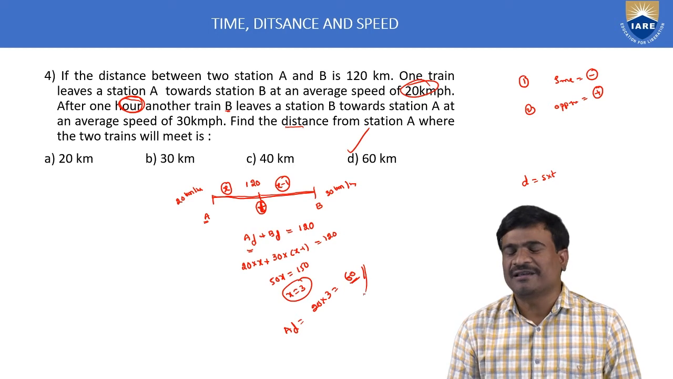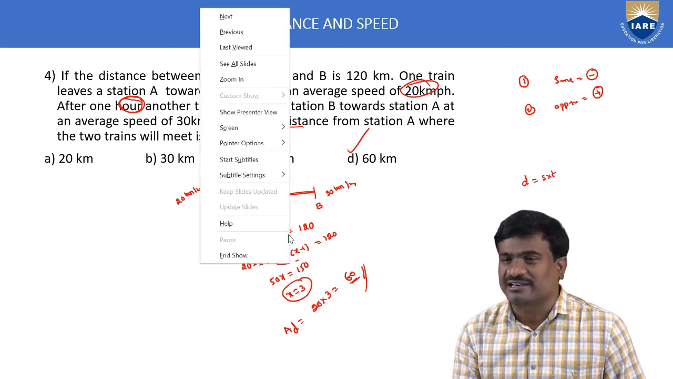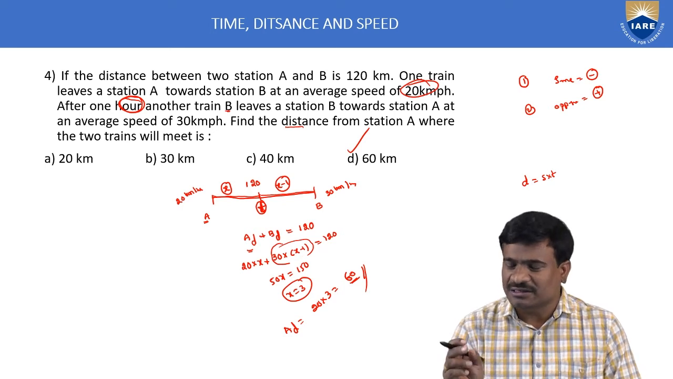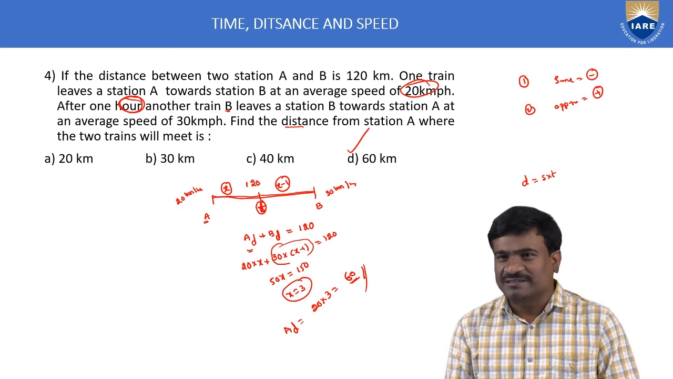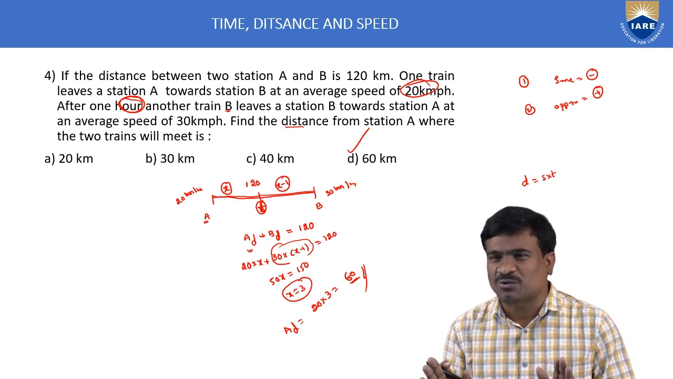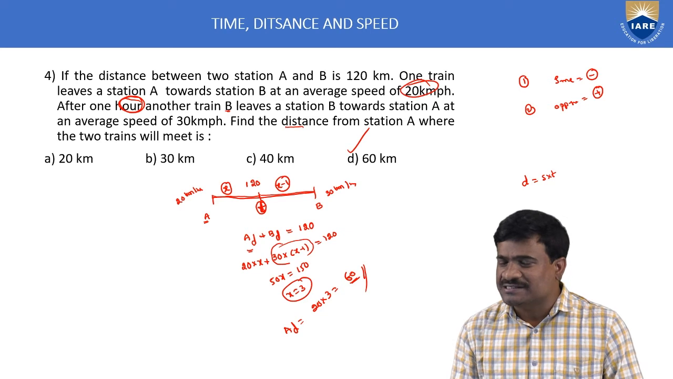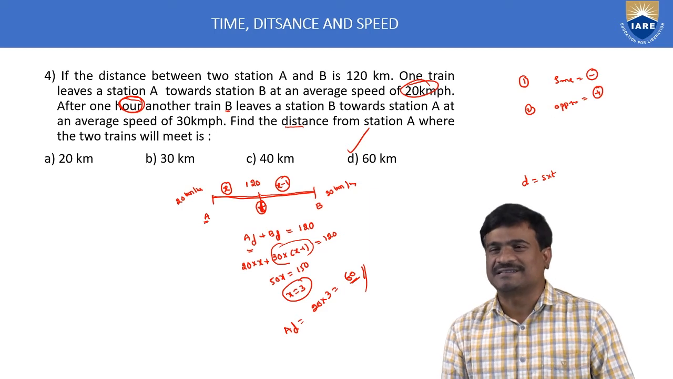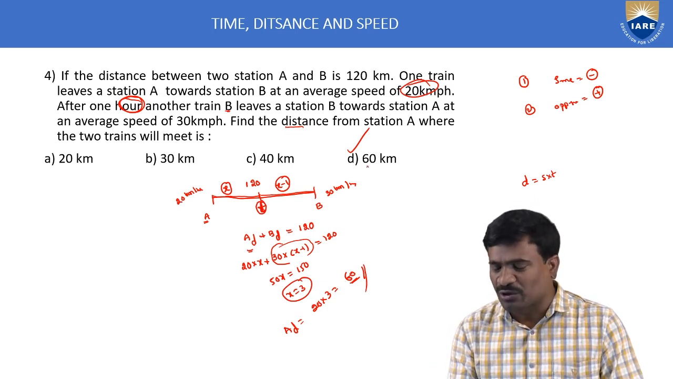Using the same information, calculate B distance, where B distance is 30 into x minus 1. Here 30 into 2 is equal to 60 kilometers. Otherwise, in general, the total distance is equal to 120. A distance up to the meeting point is equal to 60. Then the remaining B distance is total 120 minus A distance, 120 minus 60 is equal to 60. But we want only A distance up to the meeting point, that is equal to 60. Option D is the only correct answer.